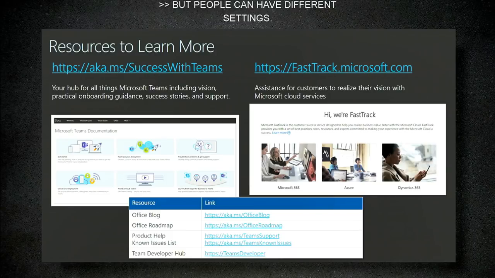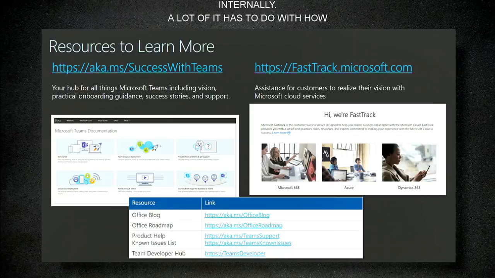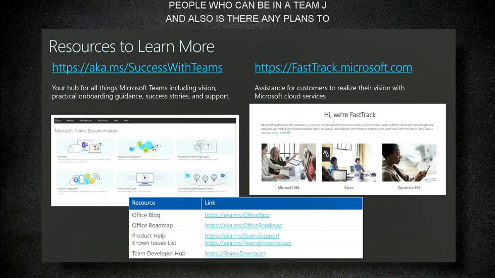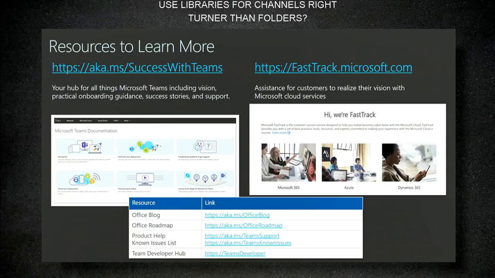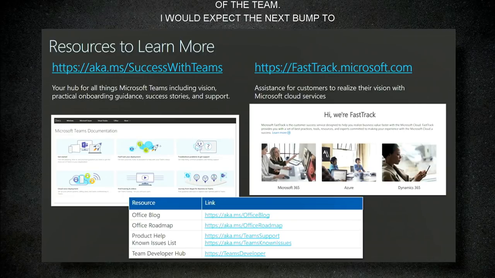Okay. Thanks. Two quick ones. Are you going to raise the limit on the number of people who can be in a team? And also, are there any plans to use document libraries for channels rather than folders? So the first question, yes. You will see us continue to raise the size of the team. I would expect the next bump to come pretty quickly, maybe sooner than some of the other stuff we've talked about. Just so everyone knows, the current limit is 999 people in a team.